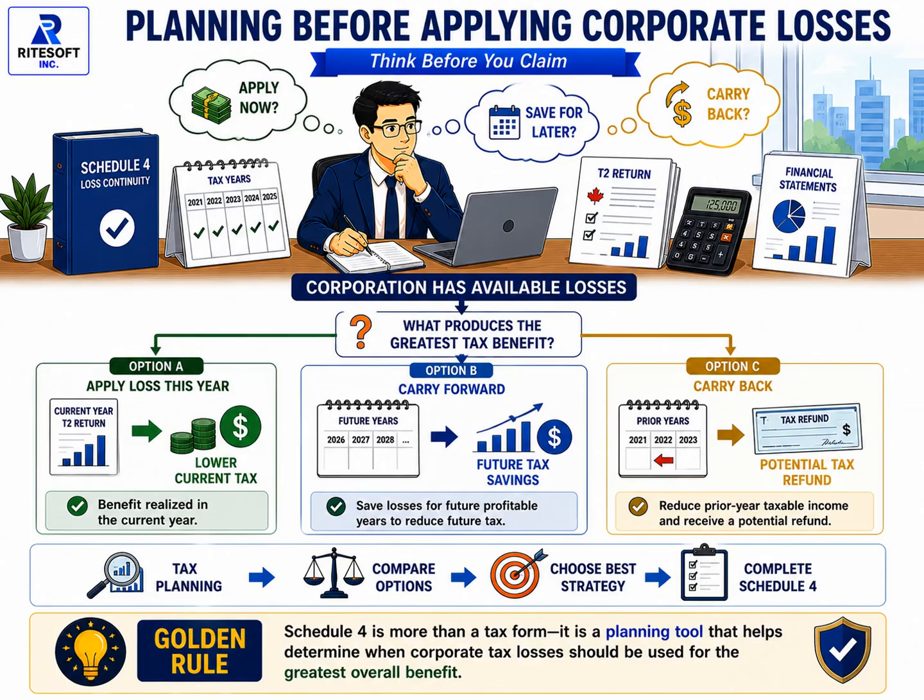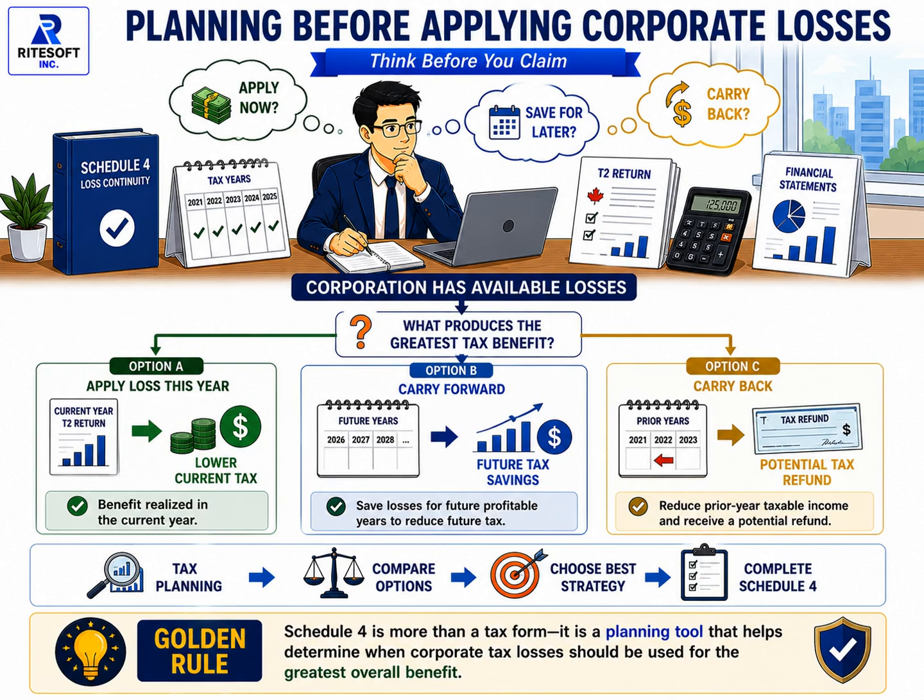The third option, if the corporation meets the applicable requirements, is to carry the loss back to a prior profitable year. By applying the loss against eligible prior year taxable income, the corporation may be able to recover taxes that were previously paid through a tax refund. Notice that each of these options follows the tax rules. The difference is not whether the loss can be used, it is when using the loss creates the greatest overall benefit. This is why professional tax preparation always includes tax planning.